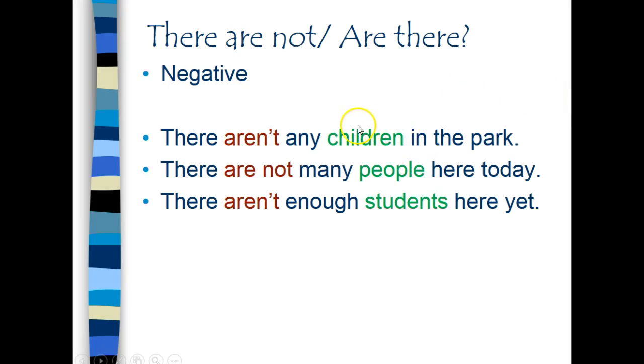In these 2 examples, there aren't any children. Children is an irregular plural. It is the plural of child. Or there aren't many people here today. People is the plural form of person.